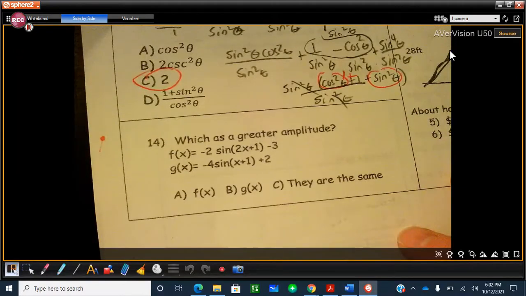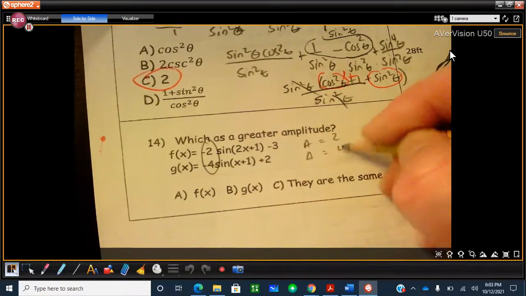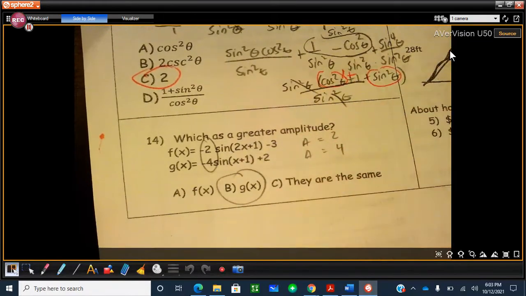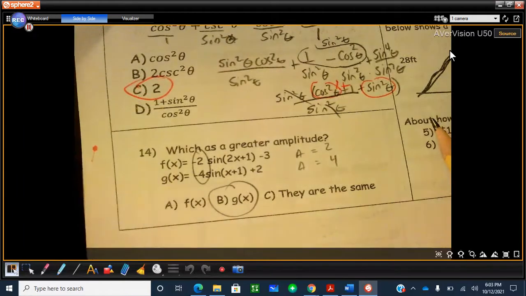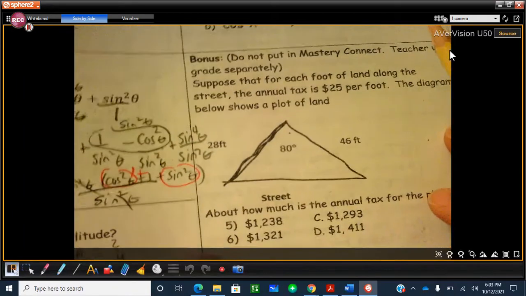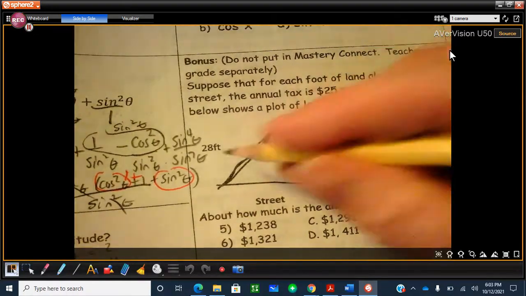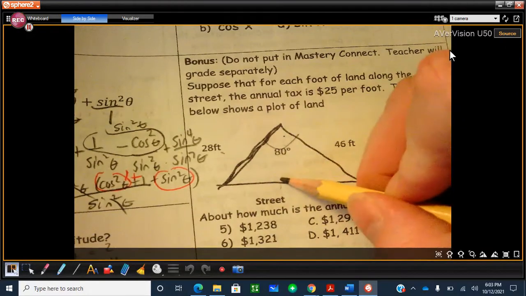14, which has the greater amplitude. Remember, amplitude is positive always, so this amplitude is 2, and this amplitude is 4. And so which one is greater? G of x, right? And that's definitely the method I would use for that one. And then I'll go over this bonus. We have an angle, which is this right here, and we have two sides. And this angle does not match that other side.